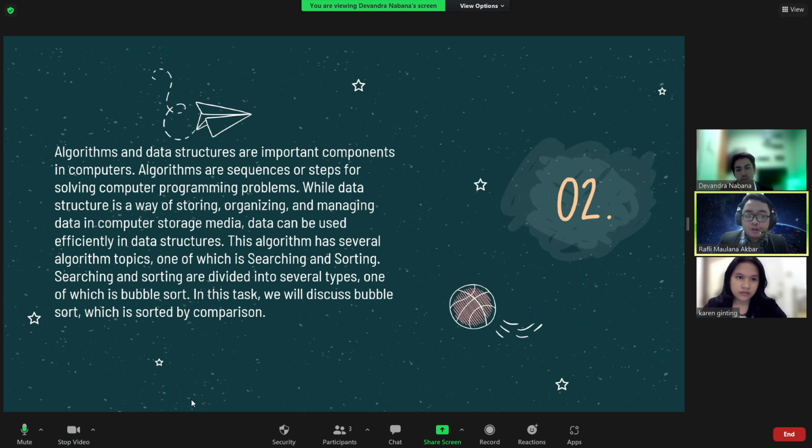The algorithm has several algorithm topics, one of which is searching and sorting. Searching and sorting are divided into several types, one of which is bubble sort. In this task, we will discuss bubble sort, which is sort by comparison. Let's move to the next slide.